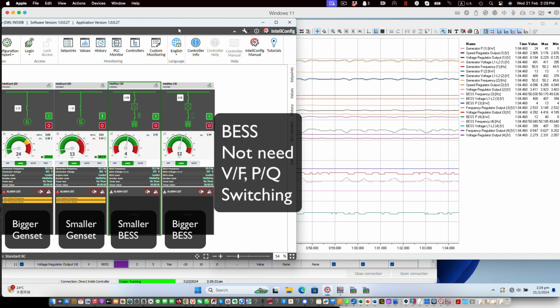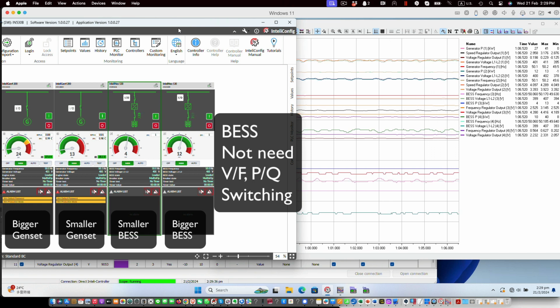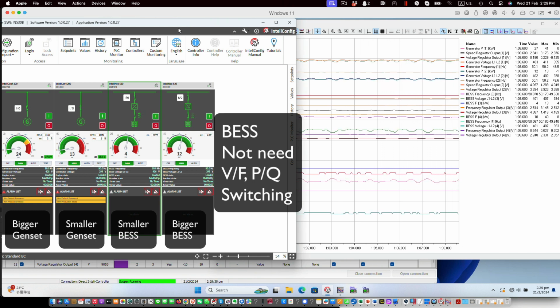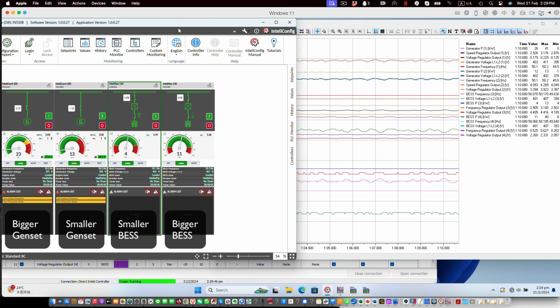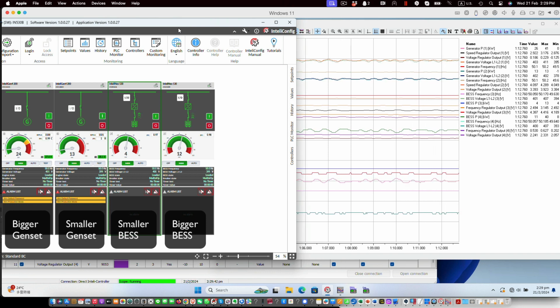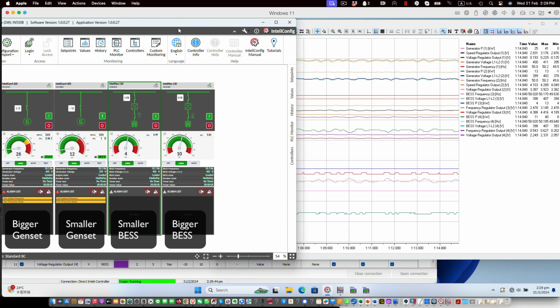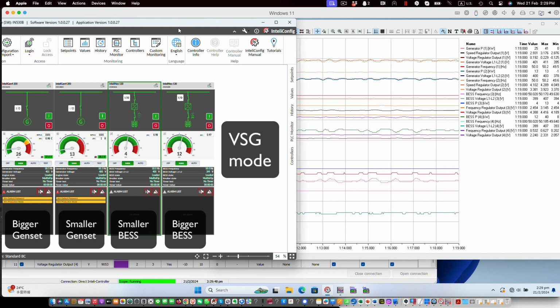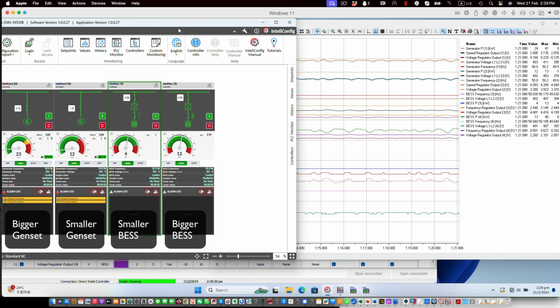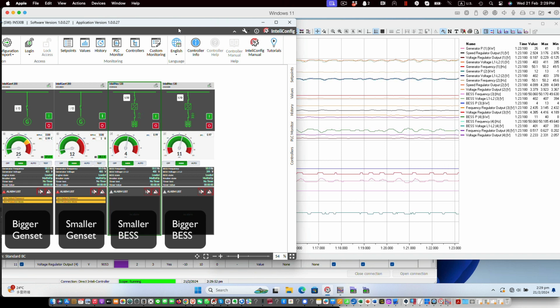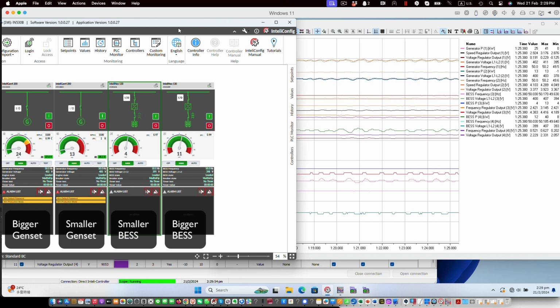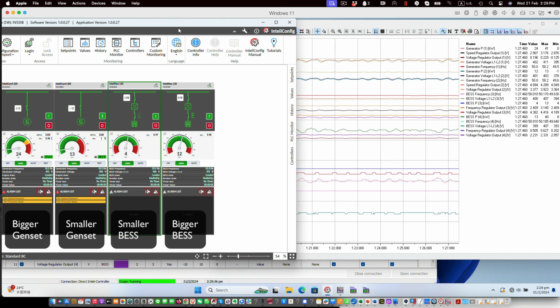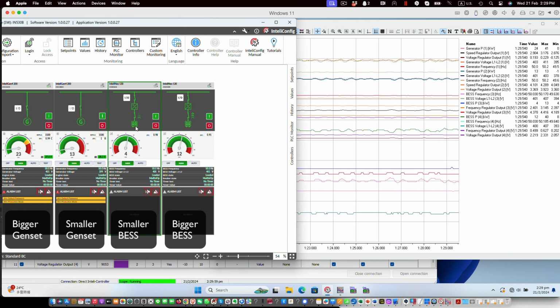The BESS system does not need to switch between VF and PQ for doing a synchronous in and out of the system. The two BESS systems are running what we call VSG mode. So they don't need any rebooting or restarting. We can right away put them online into the bus or take them out at any time, and they will perform properly.